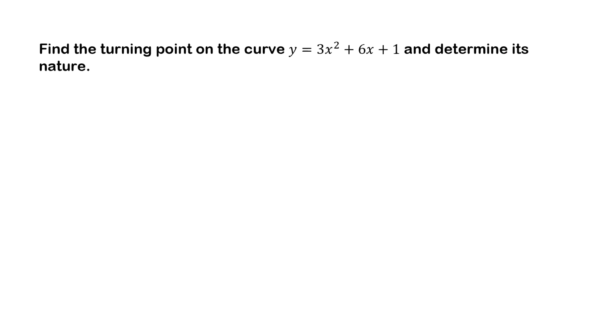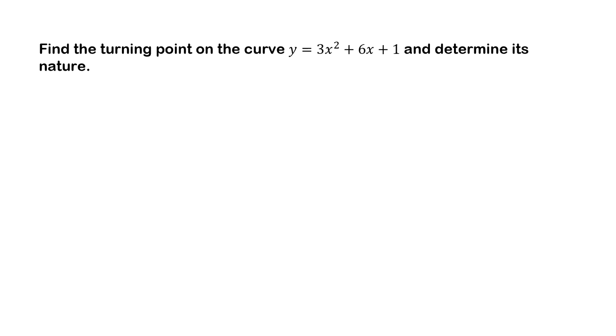So we're going to look at our first question here, and it says find the turning point of the curve y equals 3x squared plus 6x plus 1 and determine its nature. So when it means determine its nature, it just means we need to determine what kind of stationary point it is, whether that means it's a maximum, minimum, or inflection point.